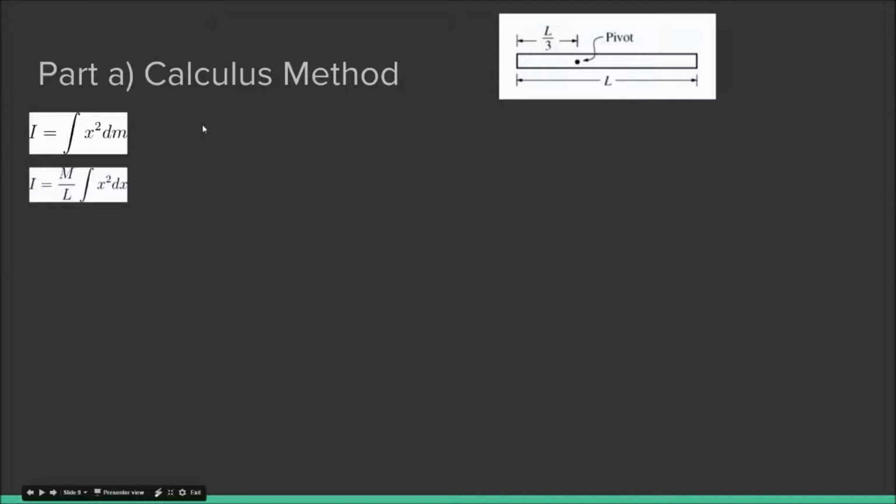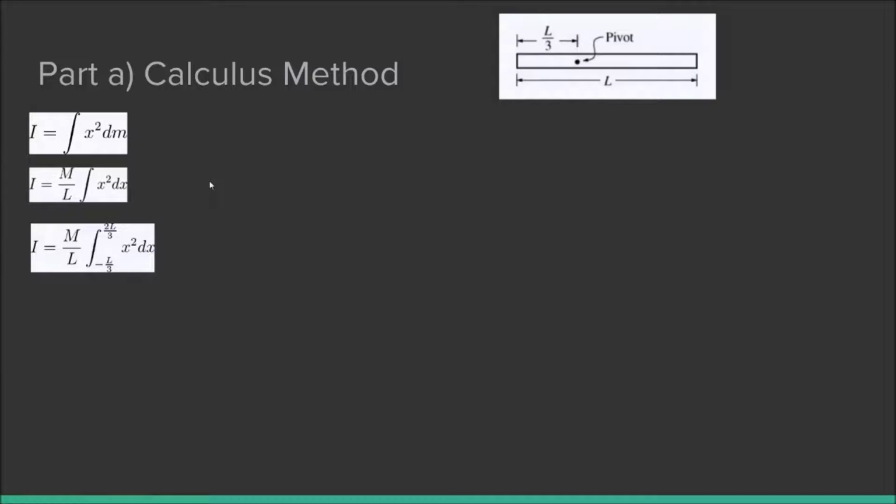So like I showed you in the review of integral calculus, we know that the inertia is equal to m over L times the integral of x squared dx. Okay, so for our limits of integration, this is kind of tricky to think about. You need to include the entire rod in your limits of integration. So what are your limits going to be?